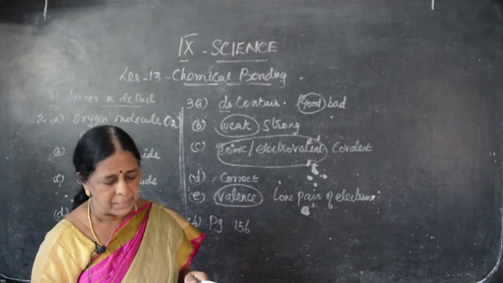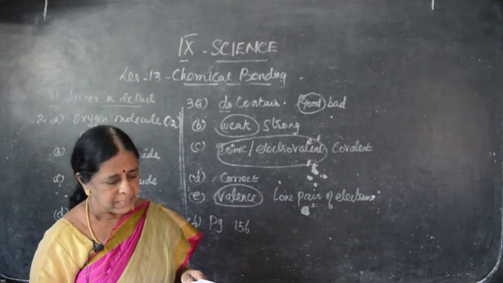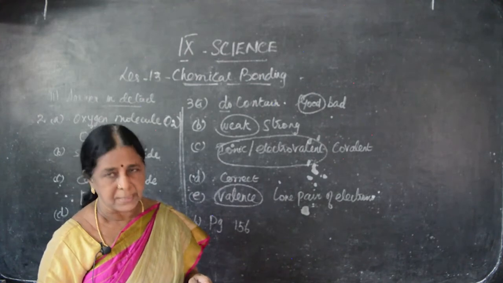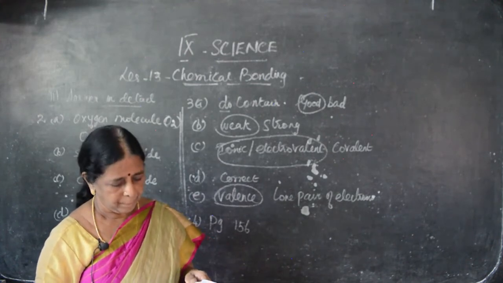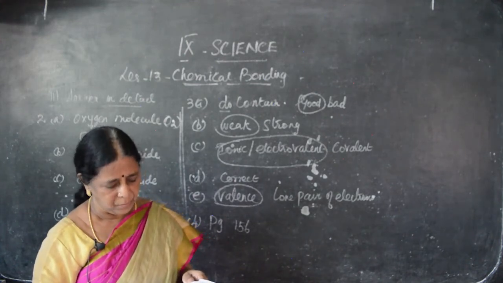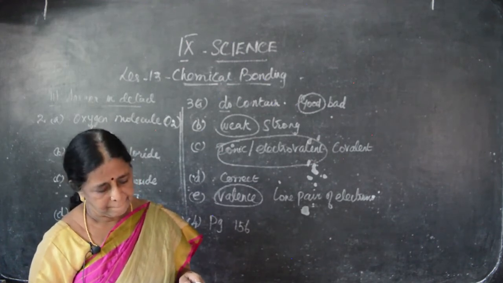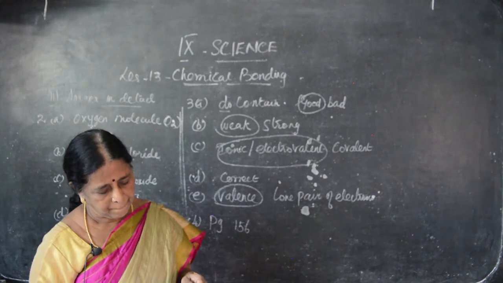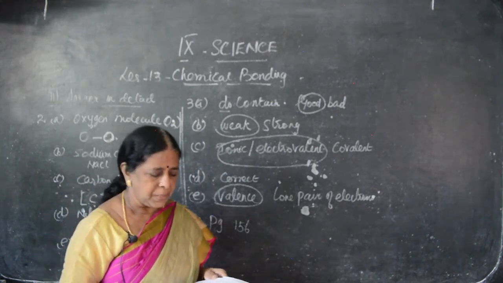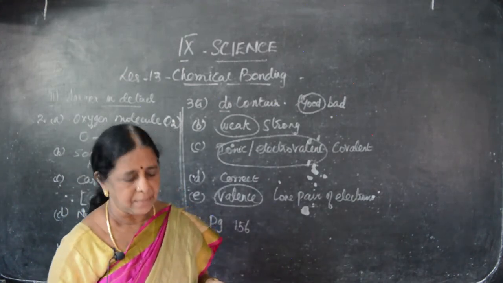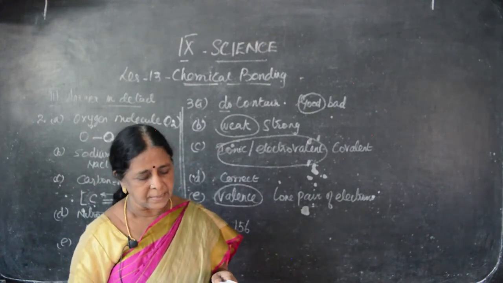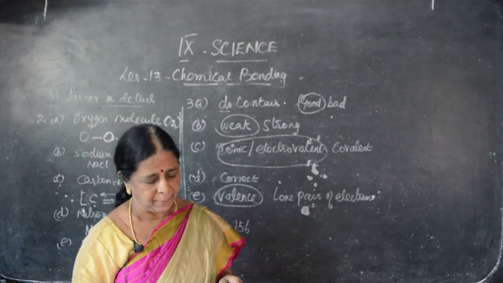No need to write fully, just write only the last point. They are bad conductors of electricity. Okay, they are bad conductors of electricity. Or else write full. Okay, full means, first one, physical state. These compounds exist as gases, liquids or solids.